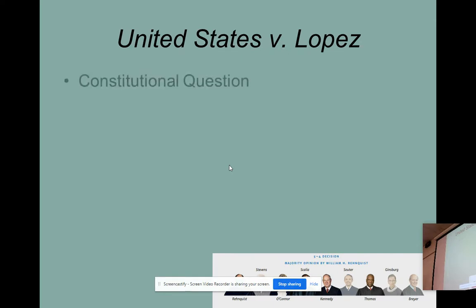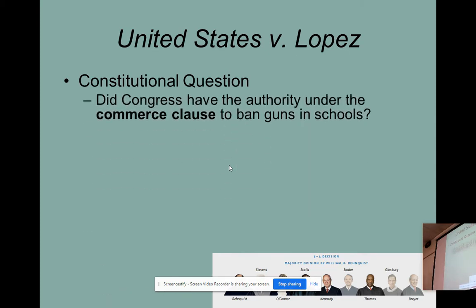So the constitutional question is what again? Does Congress have power to pass the Gun-Free School Zone Act? Exactly. Did Congress have the authority under the Commerce Clause to ban guns in schools? Congress says it does. It's commercial activity. Guns in schools and gun violence in schools will have an impact on commercial activity, so therefore it is commercial activity. On the other hand, they said, no, it's not. Merely possessing an object does not relate to commerce.